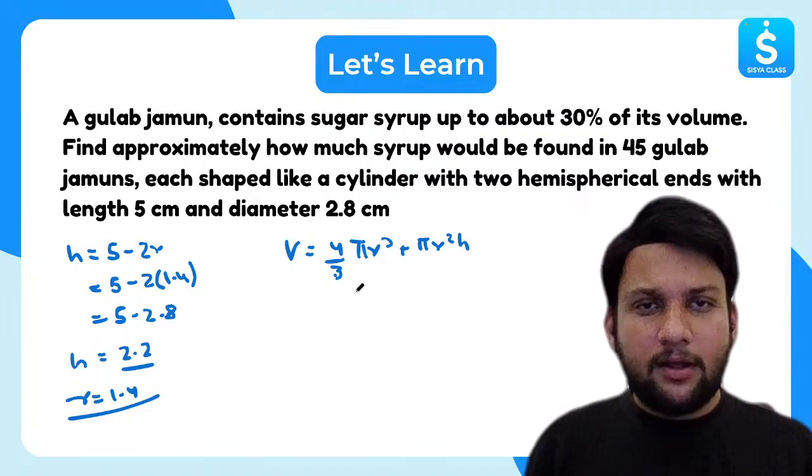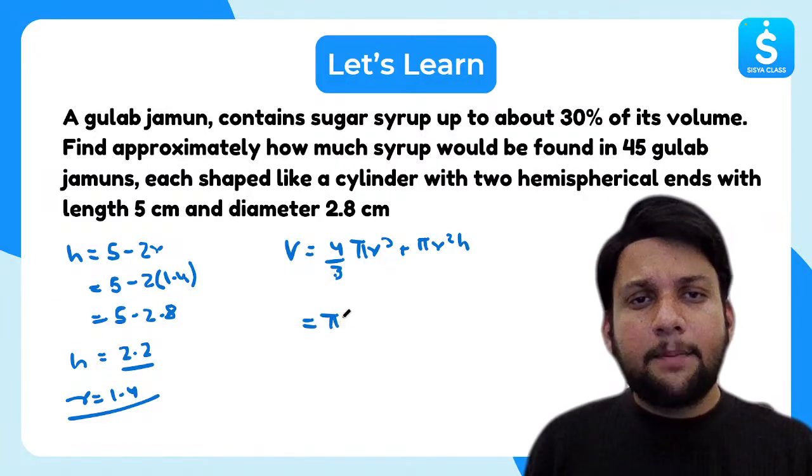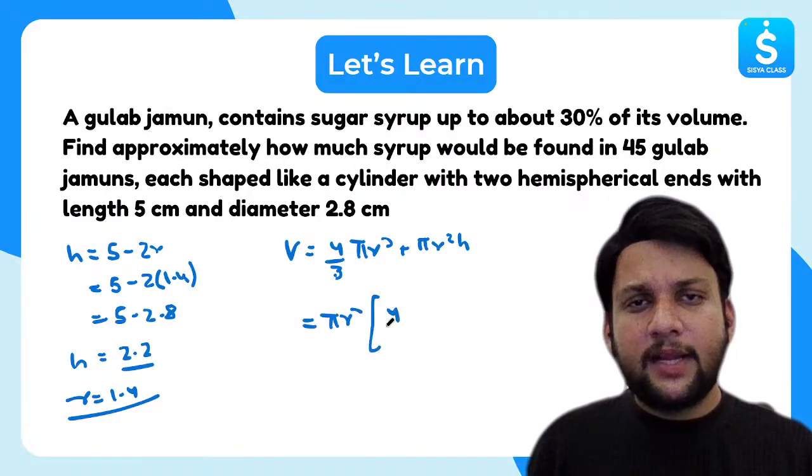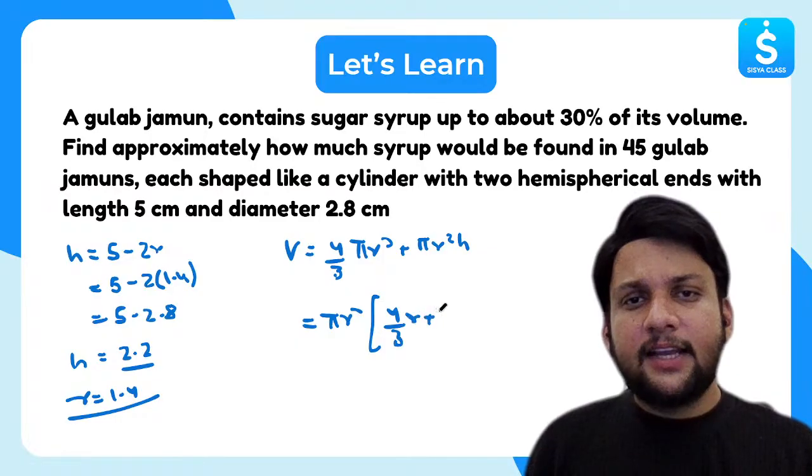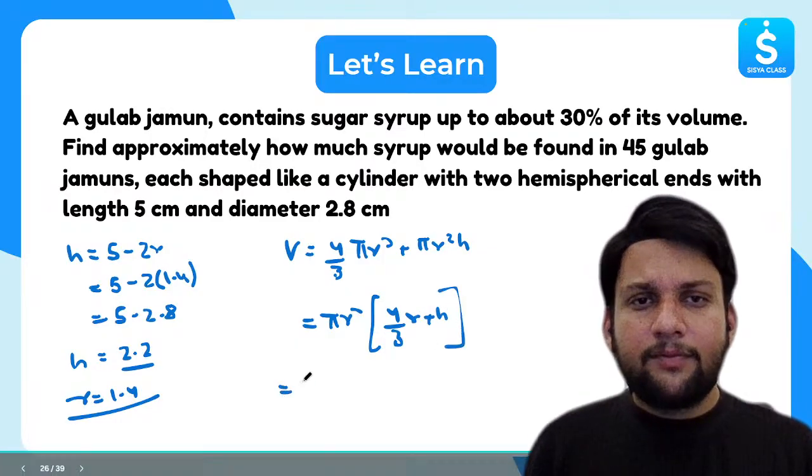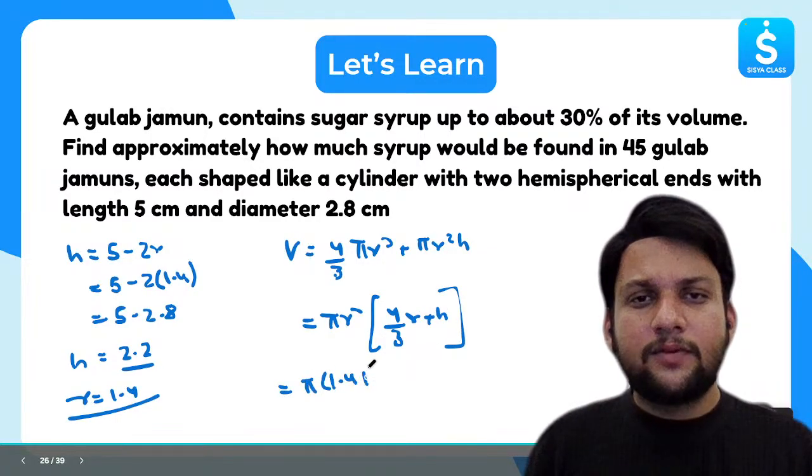Can I take something common? Of course, yes. So I will take common. So I'll get pi r square. I have taken common 4 by 3 r plus h. Now pi into 1.4 whole square times 4 by 3 times 1.4 plus 2.2.